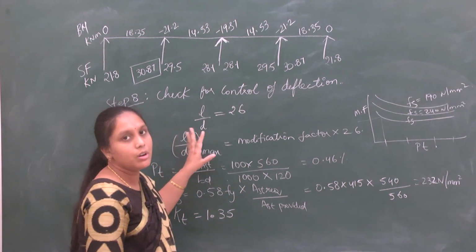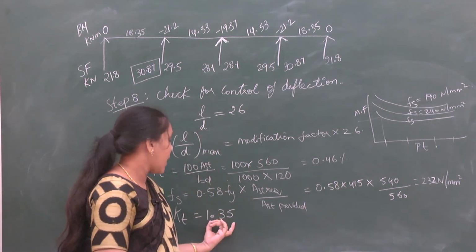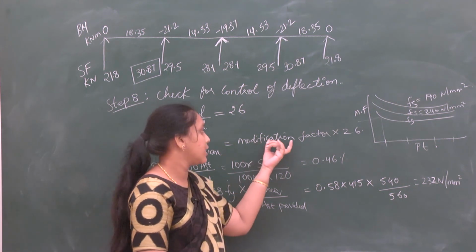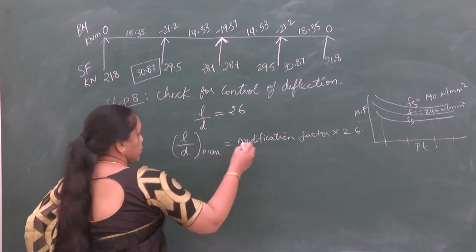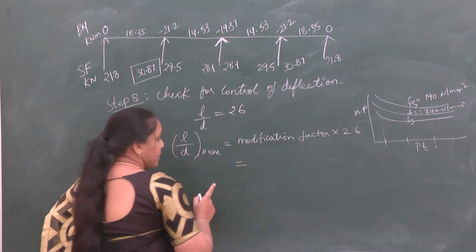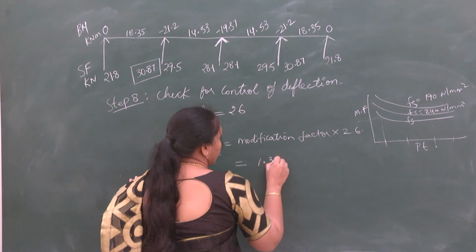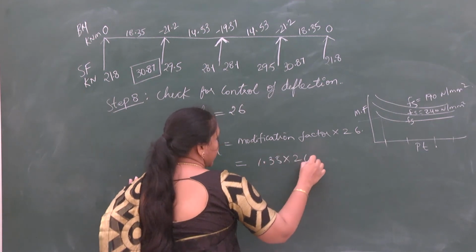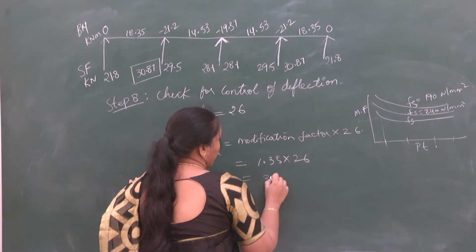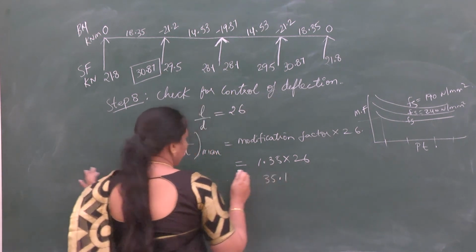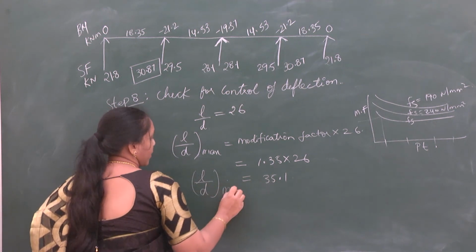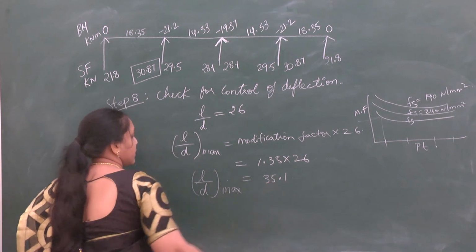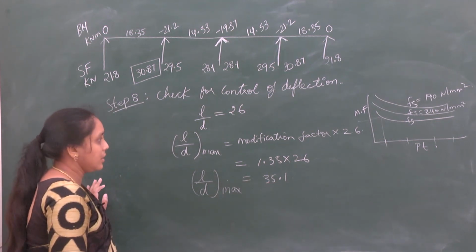Now let me calculate the span to depth ratio maximum, by substituting the value of modification factor as 1.35 in this particular place. So L by D max will be 1.35 into 26. That is, you will get a value of 35.1. So that is the ratio of span to depth, the maximum value. It is 35.1.